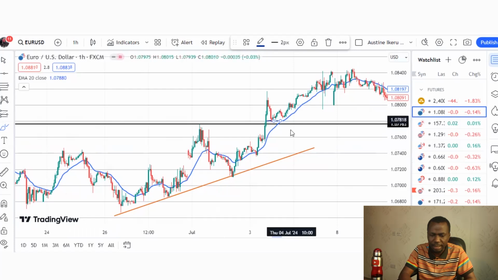Then you place your stop loss below the moving average, and the swing high where the price reverses from can act as your take profit. So you can see that the price went up, broke above the swing high and continued to go up. So in this scenario, you have taken your profit.